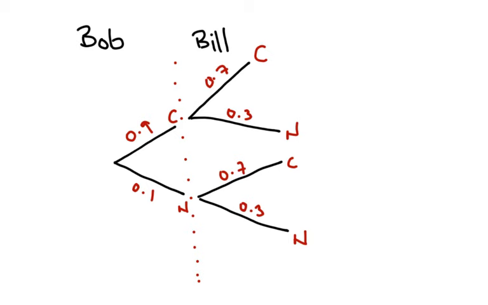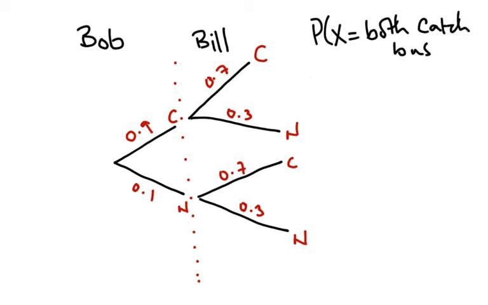So I'm going to stay on the same page. Let's say the first problem I want to solve is the probability that they both catch the bus. If I want to know the probability that they both catch the bus, well, simple business here. I'm going to use my blue to express how we use the tree diagram. So Bob catches the bus and Bill catches the bus. So that's the probability that they both catch the bus.